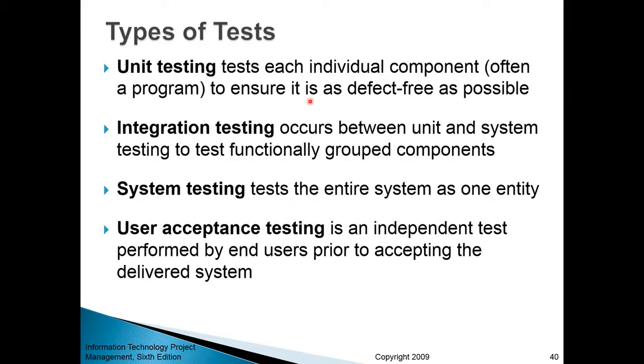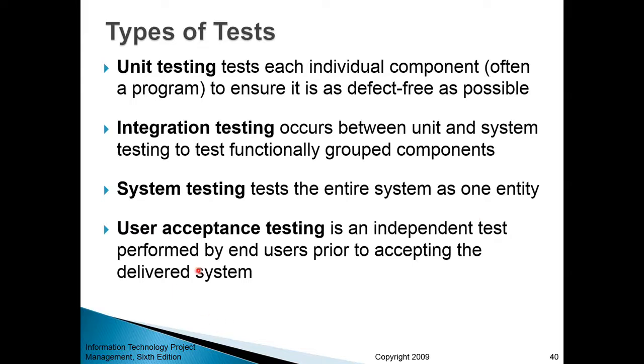Now, unit testing means each individual component, let's say module of code, is tested to make sure there are no defects or bugs or errors within that particular module. Integration testing occurs after that. It occurs between a unit and other units to make sure that the newly created unit can interoperate with other modules or units within the system. Now, system testing means all the components are tested together, meaning the entire system is tested as one single entity.